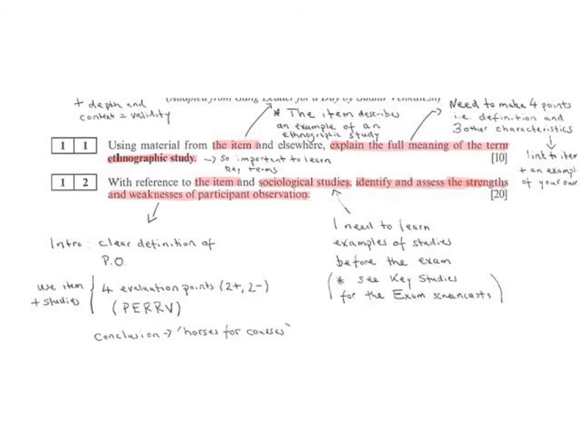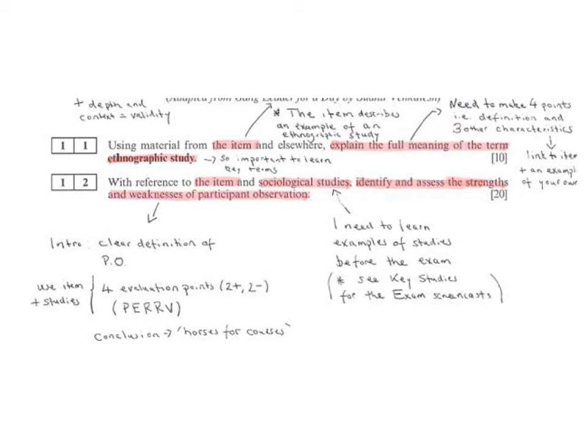And my conclusion wouldn't just say something really bland, like participant observation has advantages and disadvantages, because that's obvious. I'd be talking about the types of research where I think this method is particularly useful, or the types of research where I think this method would be less useful. And that's what I mean by this phrase, horses for courses.